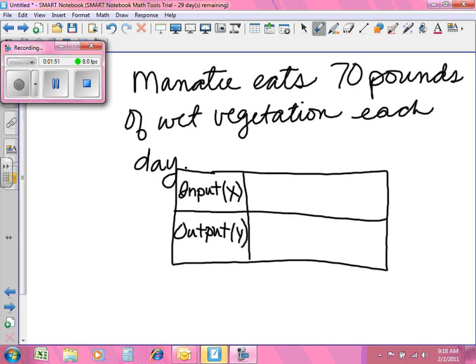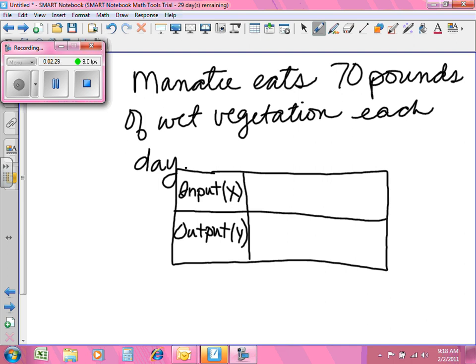Okay, we need to figure out the input and the output. What is the input in this case? We are trying to find the relationship between the number of pounds a manatee eats in a certain number of days. So what do we know before we start trying to do any math or start figuring things out? What do we know? Lucas.